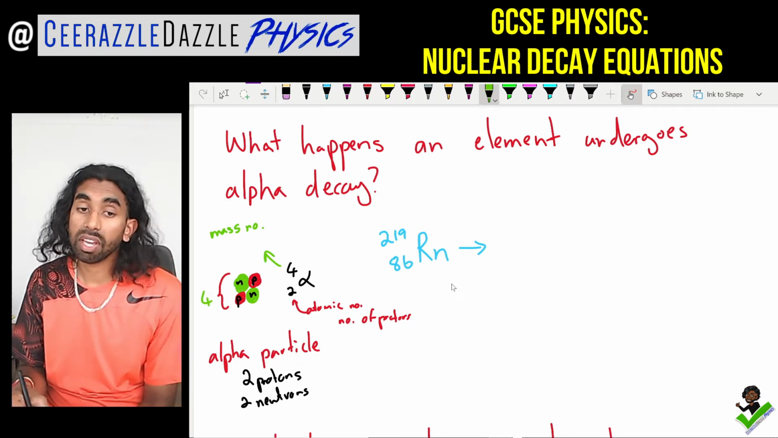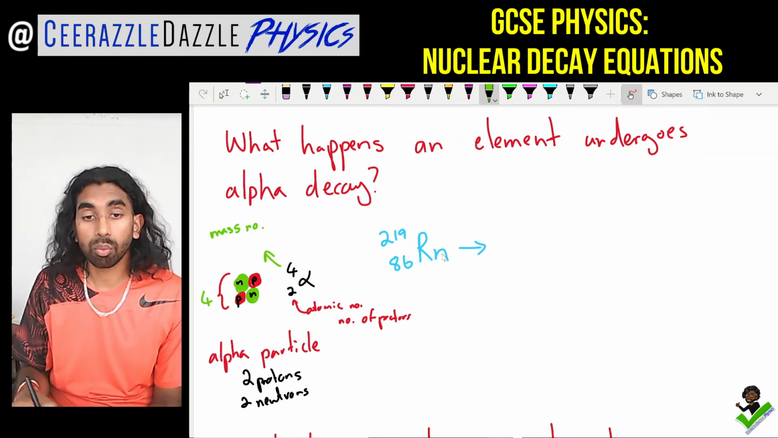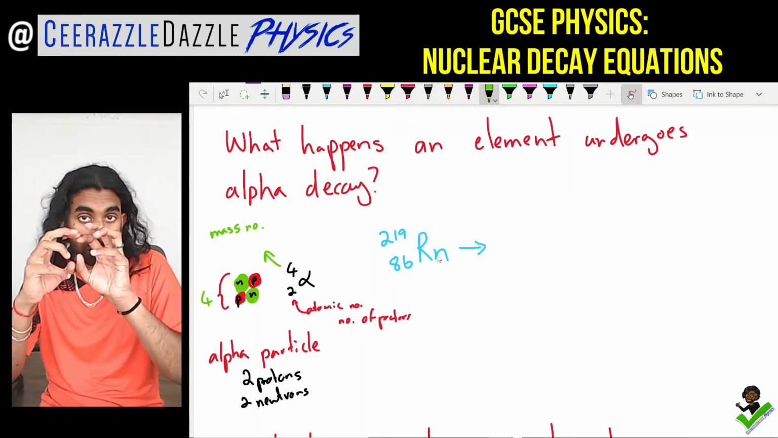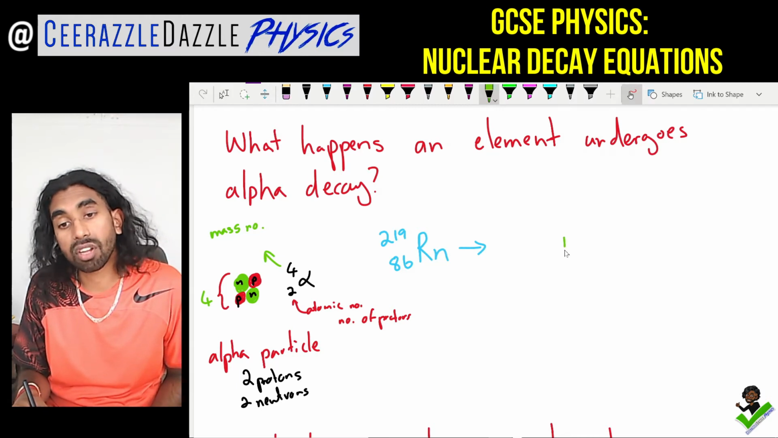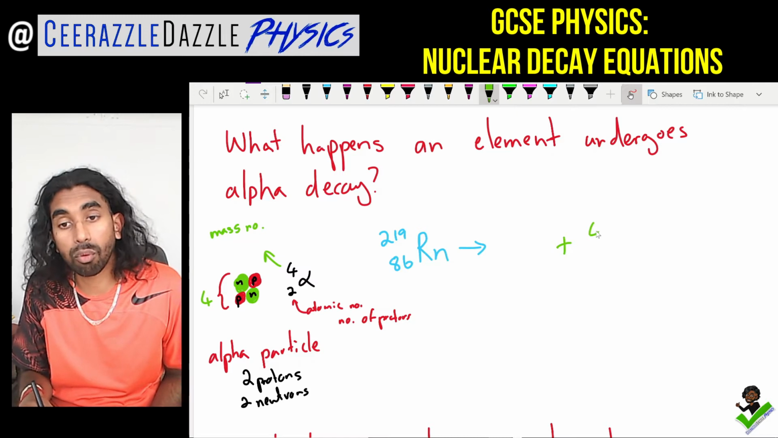Right, so over here we have radon, Rn, and let's say it undergoes alpha decay. So we know that we have the radon here and it will break down, and as it breaks down, it will release the alpha. So I can add to this diagram a plus sign here, and I can draw the alpha here. So now we have the 4, 2, and the alpha notation.